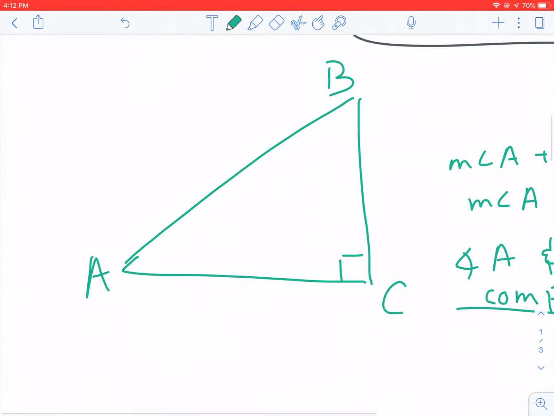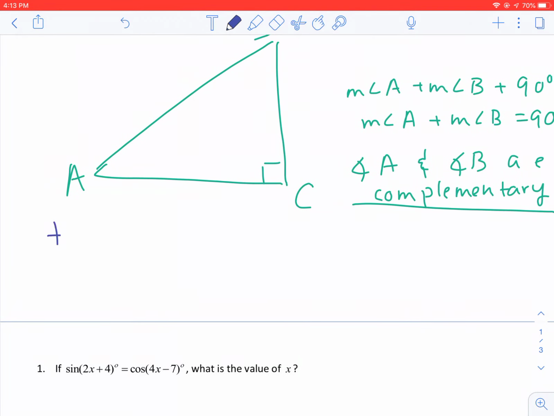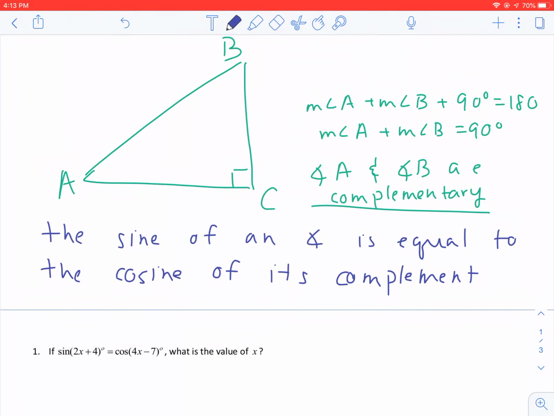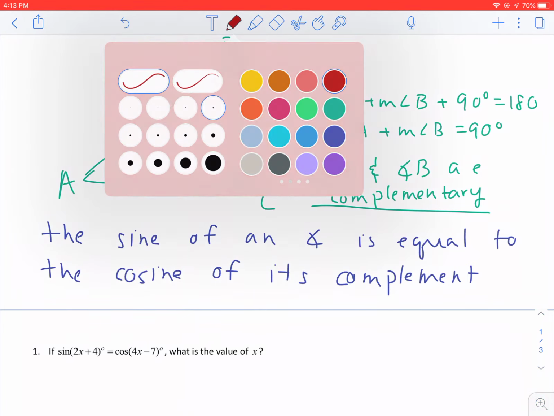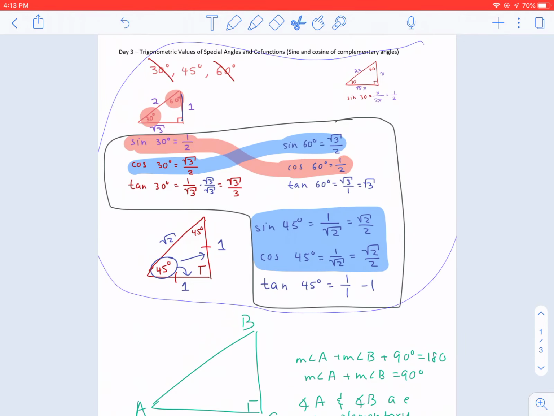So what we can say in general is that the sine of an angle is equal to the cosine of its complement. When you have an angle and you take the sine of that angle, that's going to equal the cosine of the complement of that angle. And that's going to be our theorem. We're going to prove this really quickly algebraically. It's not anything too difficult.